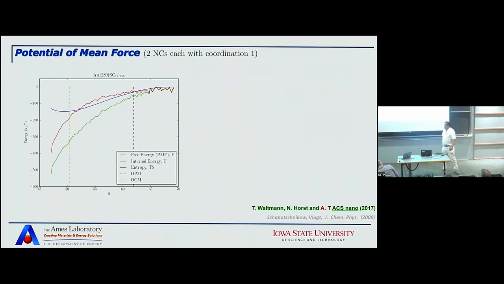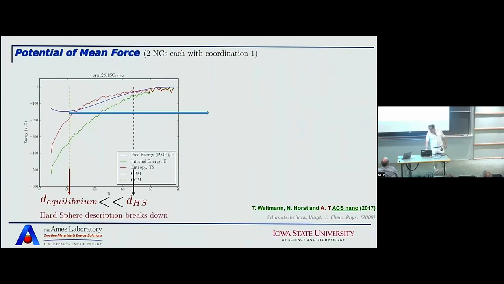So this is the potential of mean force between two nanoparticles. Here the blue line is the free energy, the potential. And one thing to notice is that when I plot the hard sphere diameter, this is the hard sphere diameter, and the minimum of the potential of mean force, which is the distance in equilibrium, is there. So what you see here is that clearly in this simulation the hard sphere description breaks down. It is something that we expect, because this is a system with coordination one. You have two nanoparticles, you approach them, you calculate the potential, and according to what we already anticipated, you should expect a huge splayed configuration, which is what we have here.